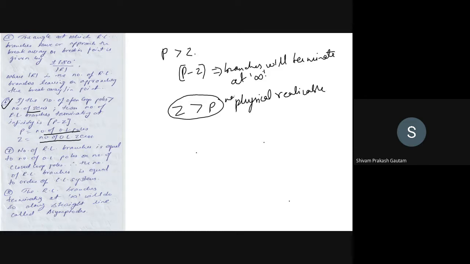Not physically realizable, right? That means you cannot have hardware where the number of zeros is greater than the number of poles. So you can have two things only: either the poles are greater than zeros, or poles are equal to zeros. If poles are equal to zeros, no branches will terminate at infinity. If poles are greater than zeros, then p minus z branches will terminate at infinity, right? So this is regarding step number 6.